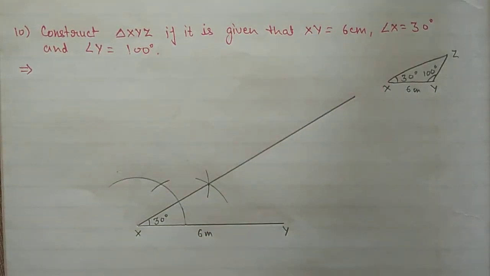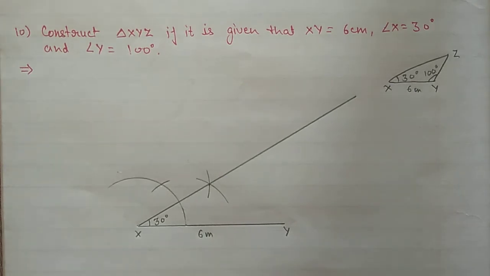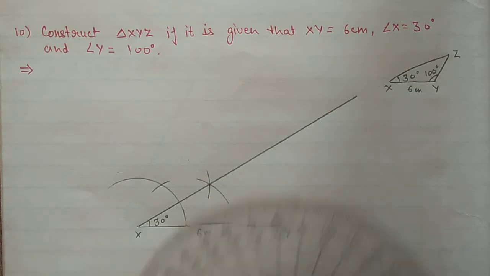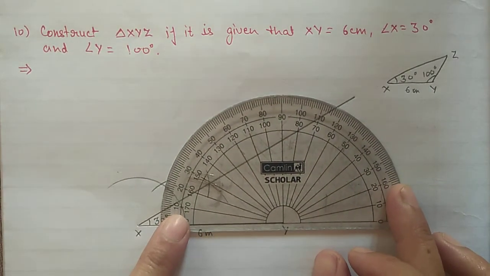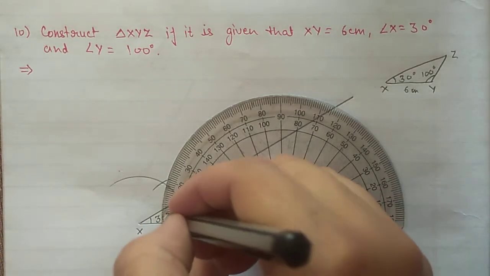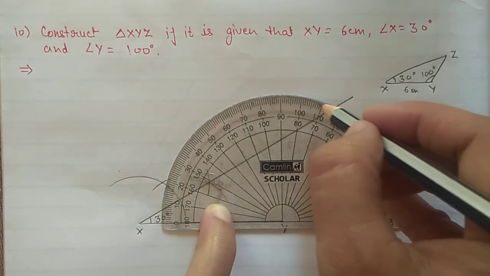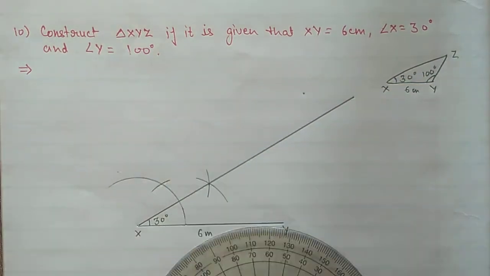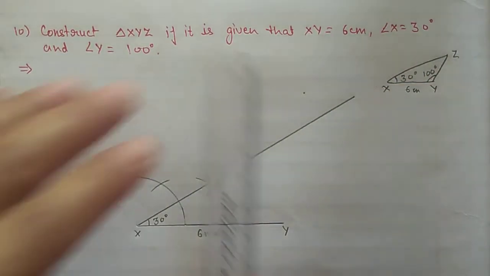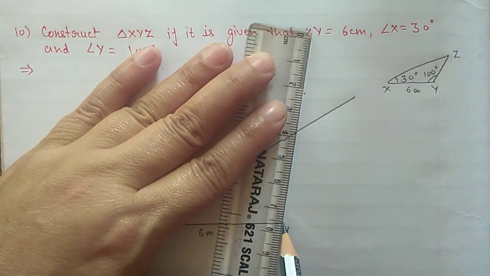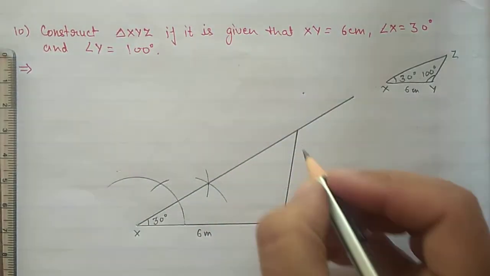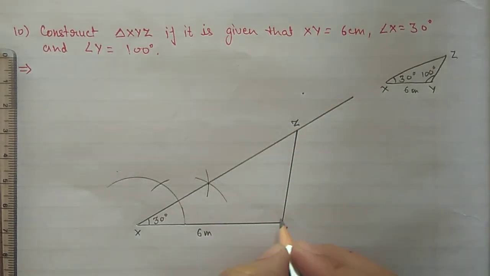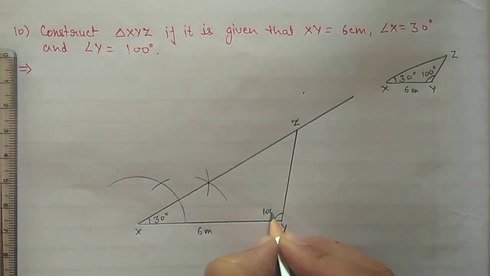Now on Y we have to construct 100 degree. So 100 degree also we cannot construct with the help of compass. So we will use here protractor. Keep your protractor, match this line with this and then mark the 100 degree. And join this to Y. Till here is enough. This point is Z. This angle is 100 degree.